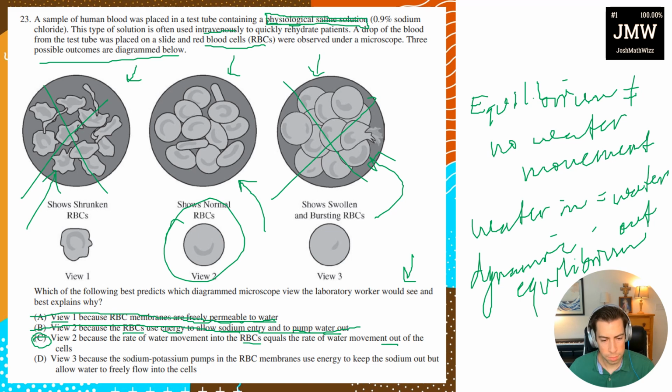Because the sodium-potassium pumps in the red blood cell membranes use energy to keep the sodium out, but allow water to freely flow into the cells. And then again, look, if that happens, then we're just going to have the same issue, right? If water is just freely flowing into the cells, then they're just going to get bigger and bigger until they burst. So D's got to be incorrect. So therefore, the correct answer is, in fact, answer choice C.